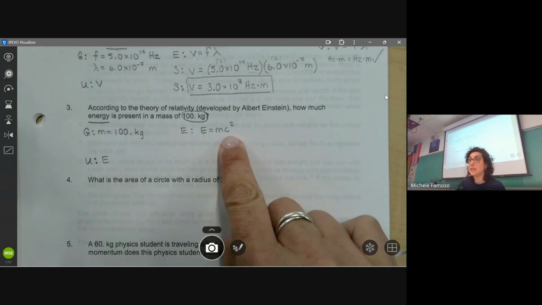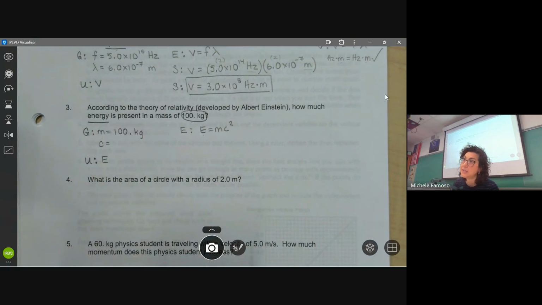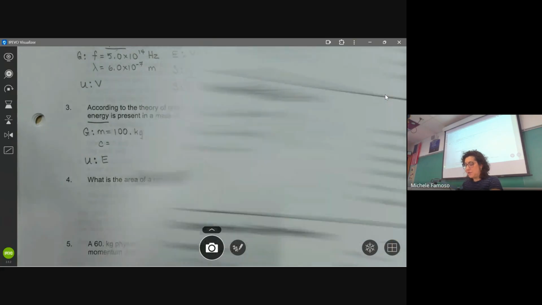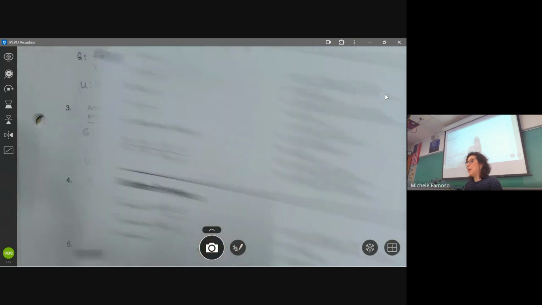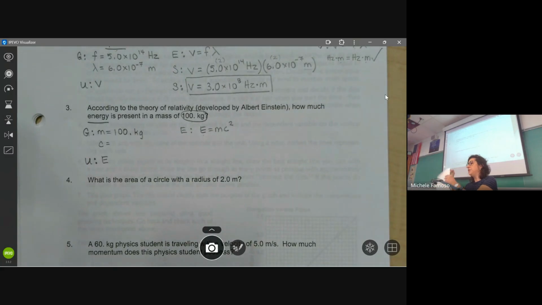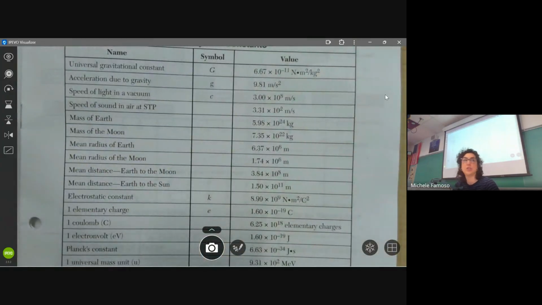I need to know what c is, right? Okay, now according to the modern physics section, what does it say c stands for? Okay, the speed of light in a vacuum is a constant value that scientists have already determined. On page 1 of your reference table, there is a chart of measurements that other scientists have already determined. Do you see that value in that chart on page 1, the speed of light in a vacuum? Ryan, do you see it?